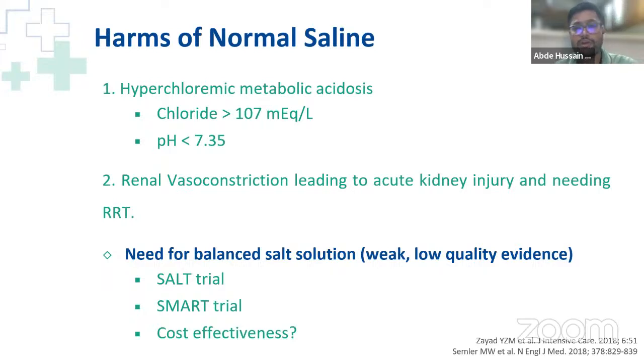So this further led to the formation of balanced salt solution. Although the evidence has been weak and of low quality, the SALT trial and SMART trial have shown that balanced salt solutions have mortality benefits and have reduced the incidence of hyperchloremic metabolic acidosis and AKI, because of the net lesser chloride in the solution. But again, the question arises whether it is cost effective. Because NS is cheaper as compared to Plasma-Lyte, can we rely on it, and is it a cost effective solution?